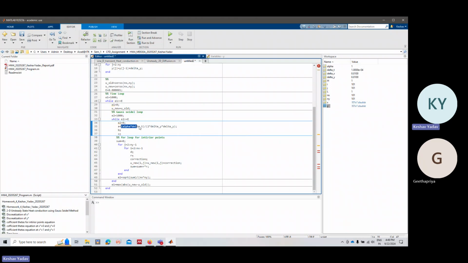Similar to this, what will be my C value? Only delta Y will be replaced by delta X. So this is my delta X.